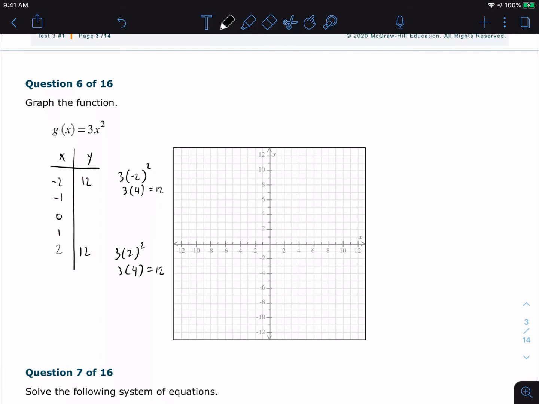This ends up being mirrored, right? 0 would be 0 because 3 times 0 squared is 0. And then the -1 and 1 are going to be the same thing. So that's going to give me 3 and 3. Does it make sense how I got those values? If not, please ask. I can do it.